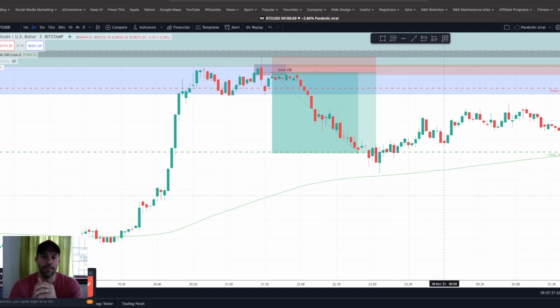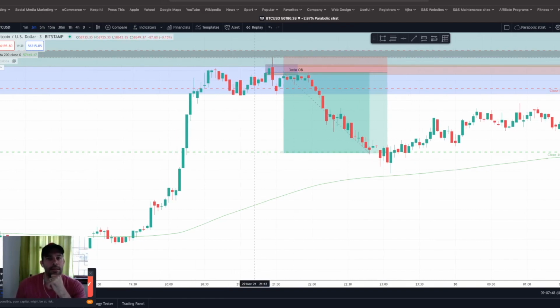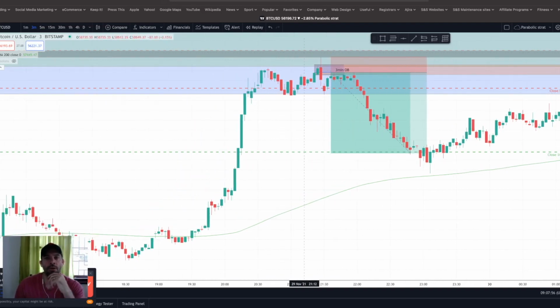And again, it just shows the importance of marking out these imbalance areas. Mark these imbalance areas and then wait for price to go to these imbalance areas within your OB. So this is within the 4-hour OB. It's within the 1-hour OB, right? Everything is tightening in and getting to a point where you know there's a very high probability that price is going to turn here. And it did. That wick was also a telltale sign that it's going to turn. And it was just a very nice little trade.